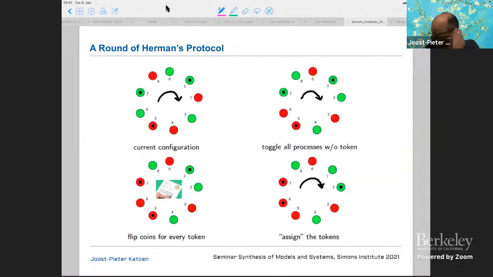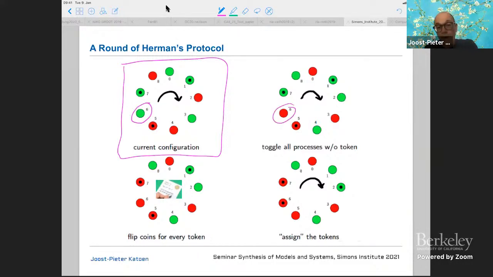Good. So here you see, just to see whether you understood the algorithm. Suppose we have the configuration over here. Then we first update all the processes without a token. So those that differ in color. So for instance, this one has a different color than its neighbor because it's red, so it turns red. And the same, for instance, for this process, it has a different color than its neighbor, so it turns red. Now, all the processes that possess a token, they flip a coin. So we go in that direction.